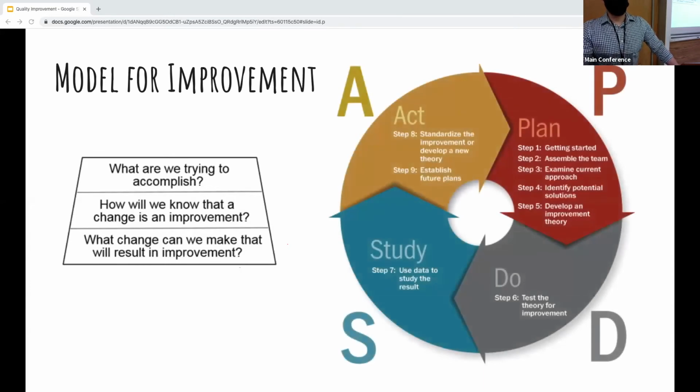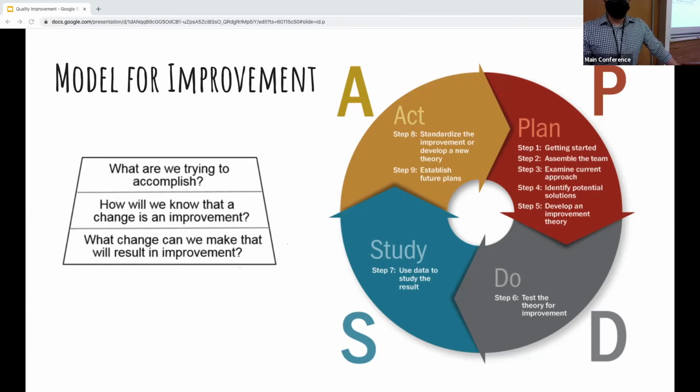And this leads to the PDSA cycle, which if you haven't heard about already, you'll definitely hear about in your career with quality improvement. So by answering these three different questions, it sets you up for starting the first part of the cycle, which is P, the planning. So you've planned, you have a team, you've looked at the data, you've figured out what you're trying to accomplish, and then you implement the change. And that leads you to D, the doing part.